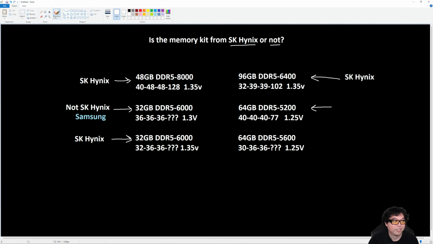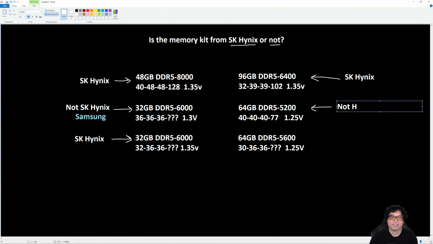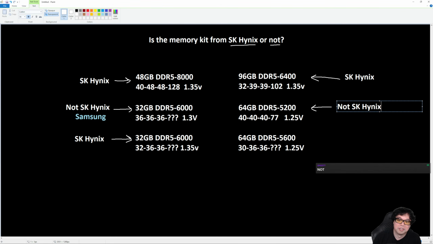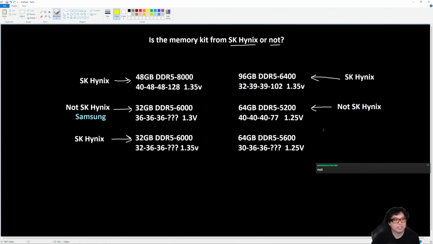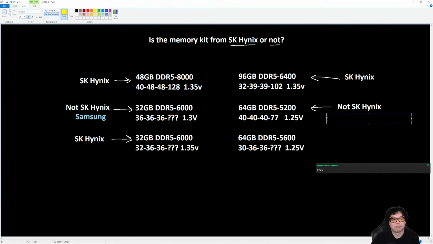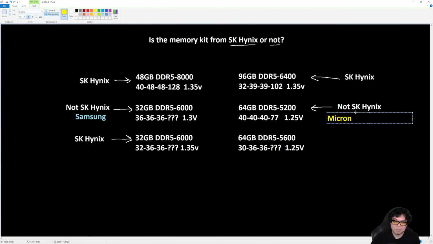Okay, let's just label this. This is absolutely not SK Hynix. A bunch of people said Samsung, which is technically, it's not Hynix, so they're kind of correct. But here's the thing, they're actually wrong, because this memory kit is none other than Micron. Micron DDR5. Micron is the manufacturer of this memory kit.